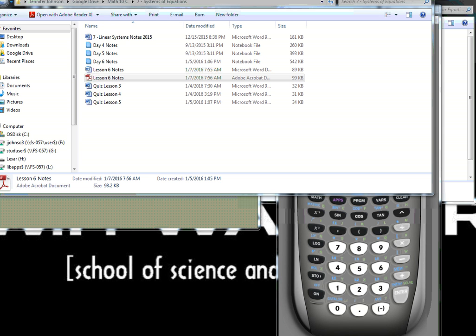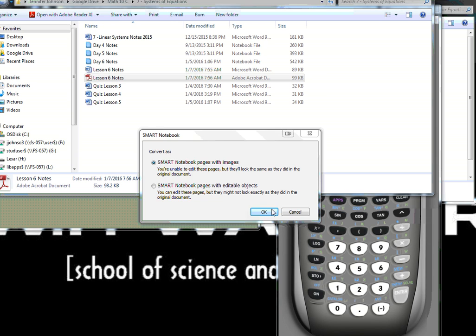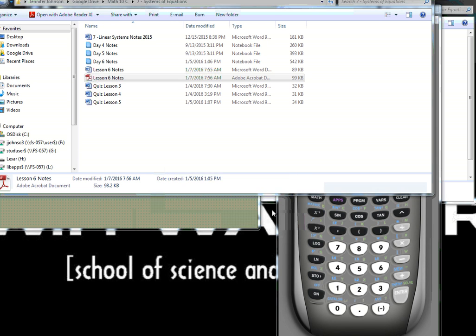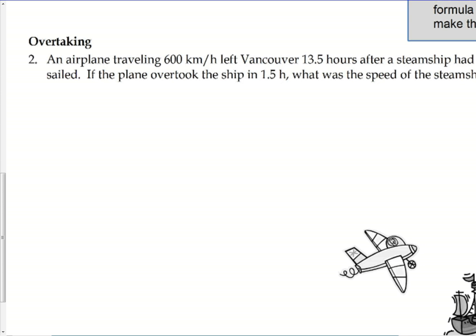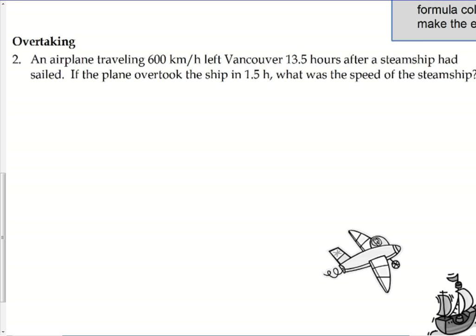Alright, read through the next question and start drawing the chart. This one's a little easier, actually. Overtaking, this is the one, right? Good. An airplane traveling 600 kilometers per hour left Vancouver 13 and a half hours after a steamship had sailed. If the plane overtook the ship in 1.5 hours, what was the speed of the steamship?